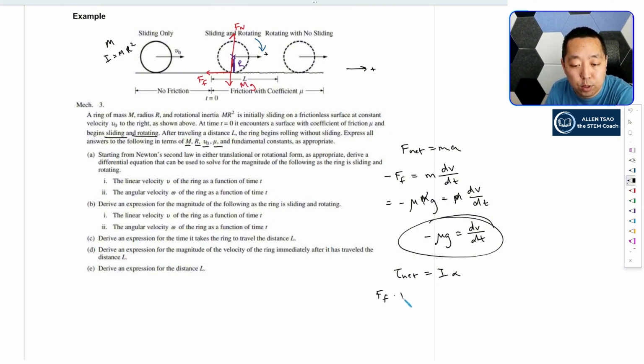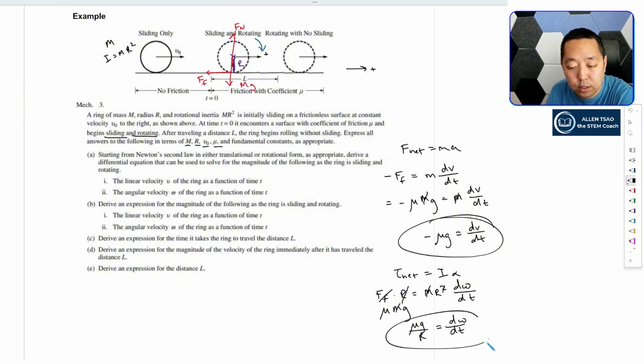Frictional force times r is equal to I, which is mr², times alpha, which is just d omega/dt. So the r's cancel, and you can replace the frictional force with mu mg. The m's cancel as well. So then you get mu g over r is equal to d omega/dt. Just move the r down like that. Okay, so that would be our differential equation.